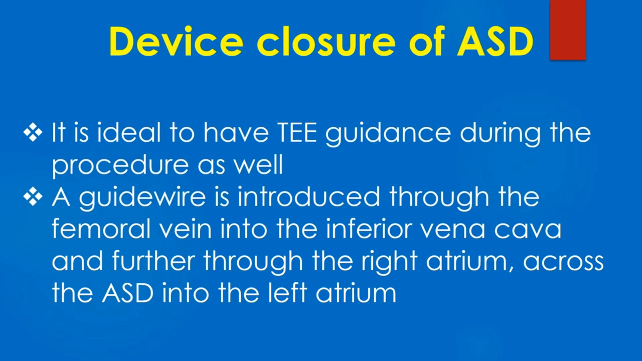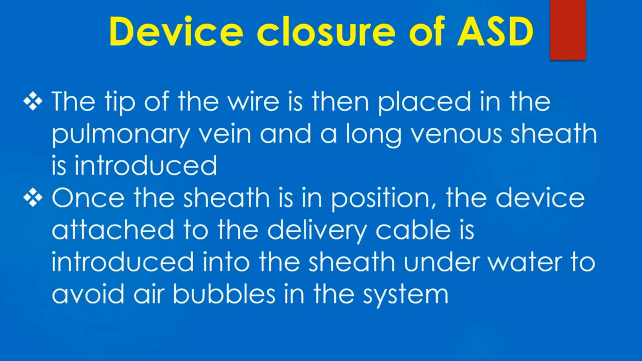A guide wire is introduced through the femoral vein into the inferior vena cava and further through the right atrium across the ASD into the left atrium. The tip of the wire is then placed in the pulmonary vein and a long venous sheath is introduced.